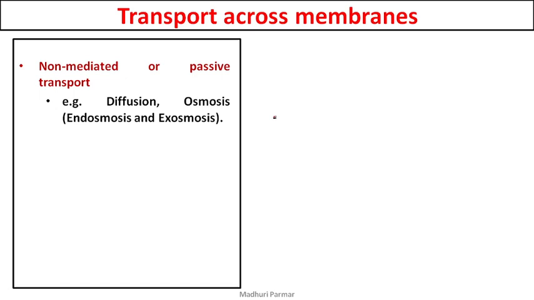Now we move on to the transport across the membranes. Transport we will actually be studying in the chapter transport in plants. Okay, but here also we will discuss a few because they are directly related to the plasma membrane. So in the plasma membrane there could be different types of transport. The first type is non-mediated or passive transport. Mediated means with the help of something, and non-mediated means without the help of anything. Or passive means without use of energy. There is no use of energy.